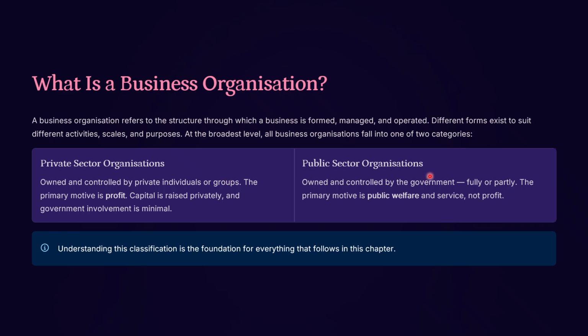The second is public sector organization. These organizations are owned and controlled by government, either fully or partially. Here, the primary objective is public welfare and providing essential services rather than earning a profit. So remember this simple difference. Private sector means profit motive and public sector means service motive.